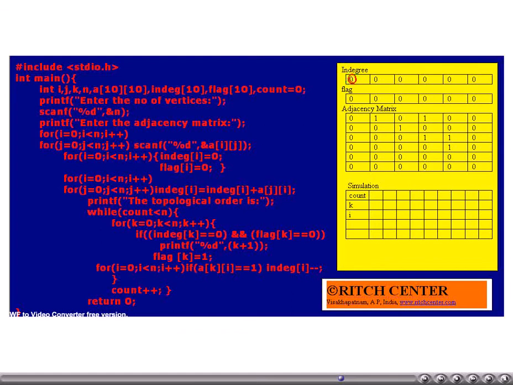At the same time, we will traverse that row of the adjacency matrix, find out the adjacents of this node, and reduce their in degree values by 1.